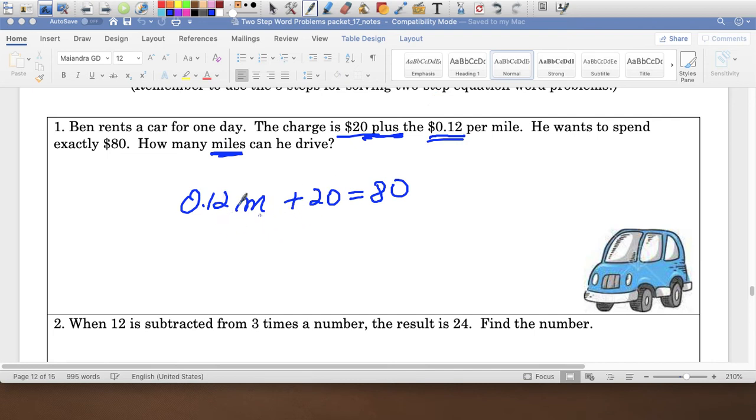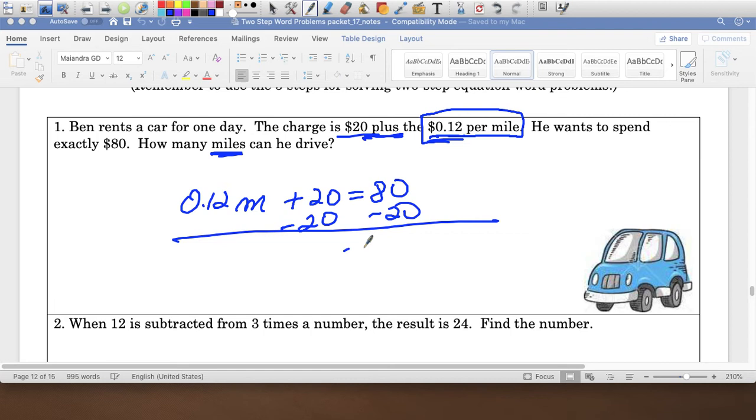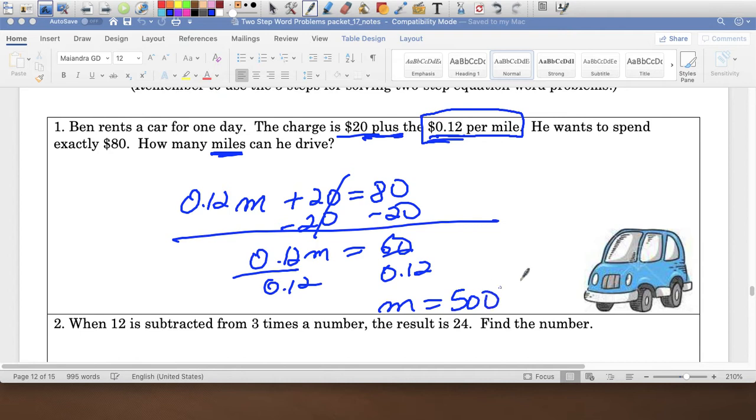Okay. Some of you have written 20m. This says 12 cents per mile, so it's obviously 0.12 times m. It can't be 20 times m because it's not a relationship here. There, it's minus 20, minus 20. These two go away. You got 60 left over. 0.12m comes down. You're going to divide both sides by 0.12. And I believe m equals 500 miles, right? So you were able to drive, is that 500 miles?